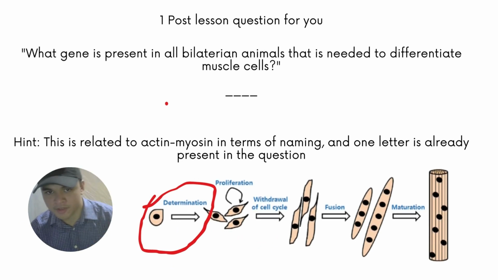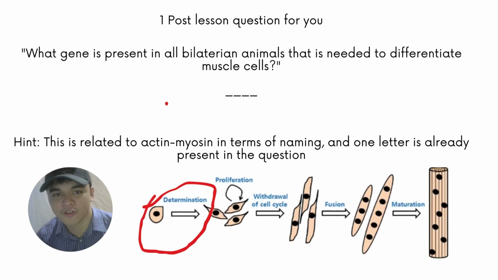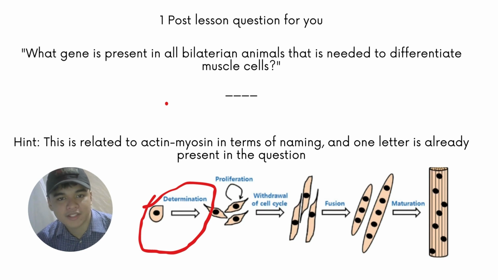Hello, I am Mr. Valmores. Mr. Partosa has left a question for you. What gene is present in all animals with muscle that is needed to differentiate muscle cells? It is 4 letters. He left a hint for you. This is related to actin and myosin in terms of naming, and 1 letter is already present in the question. And here is a graph to help you with the answer.